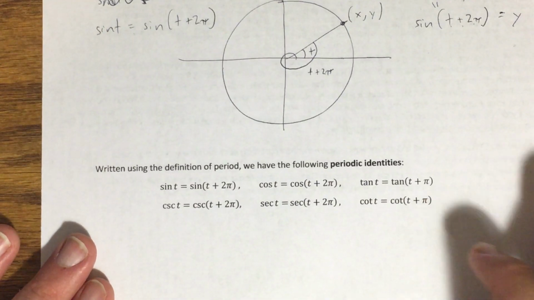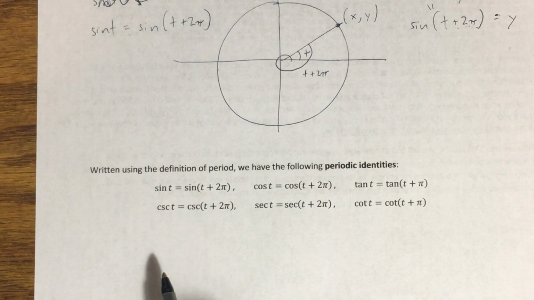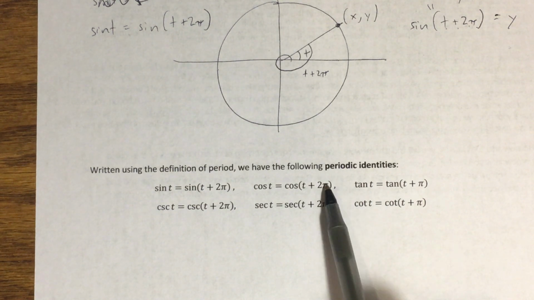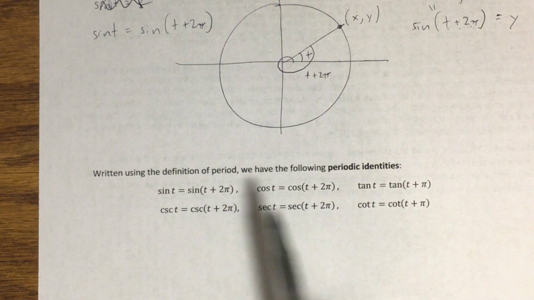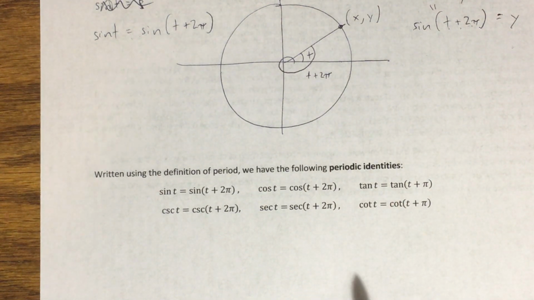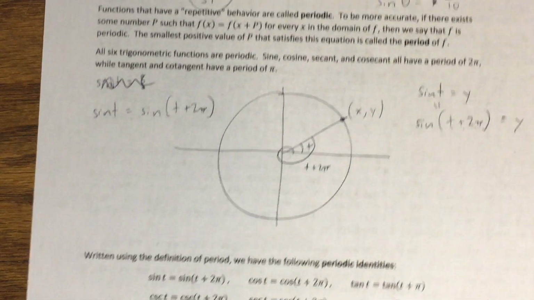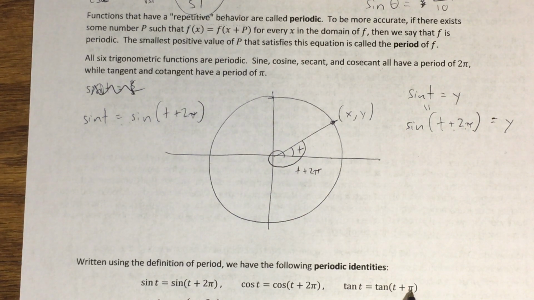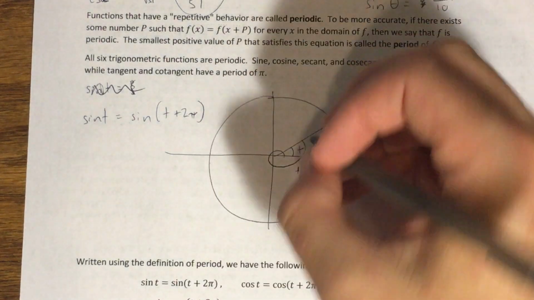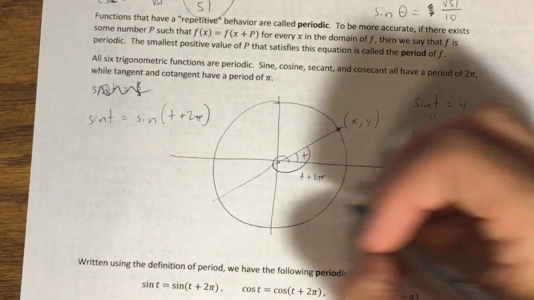And down here, you can see all six of our periodic identities listed. Here's the one for sine that we just looked at. However, you'll notice that the tangent and the cotangent function, instead of having a 2 pi in there the way that these four do, they have a pi in there. Now, why is that? Well, the tangent and cotangent functions have a smaller period than the sine, cosine, cosecant, and secant functions do. And the reason for that, if we investigate what happens when you add pi to this angle t: pi is a half rotation, or a 180-degree rotation, which means if I'm already at angle t, let's take a look at tangent now.